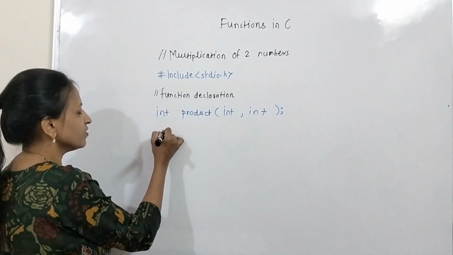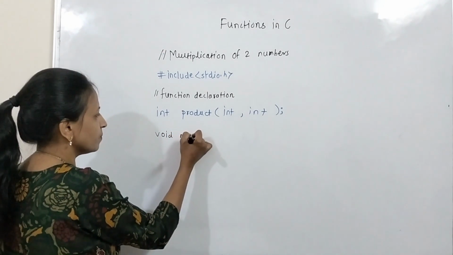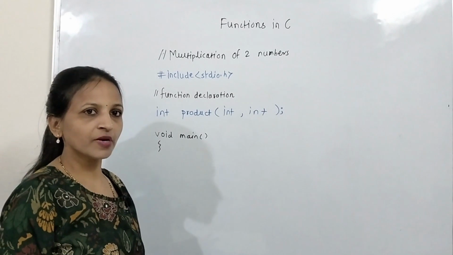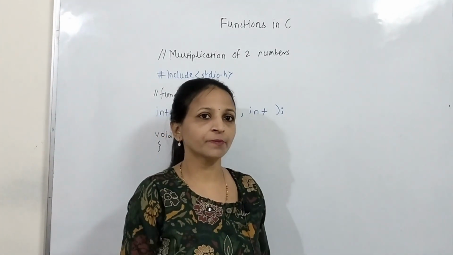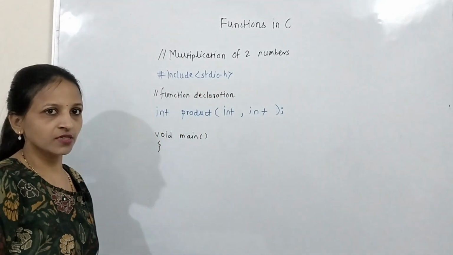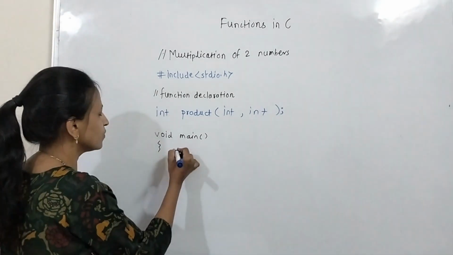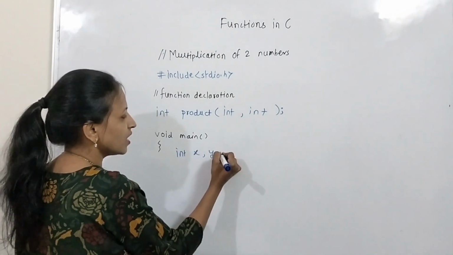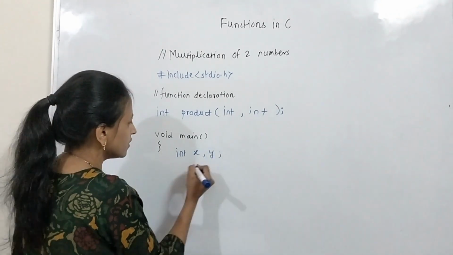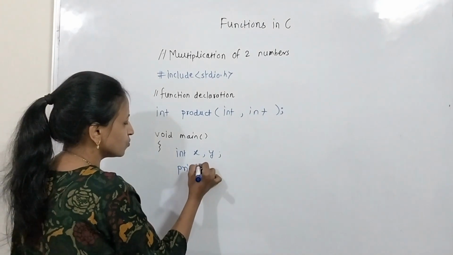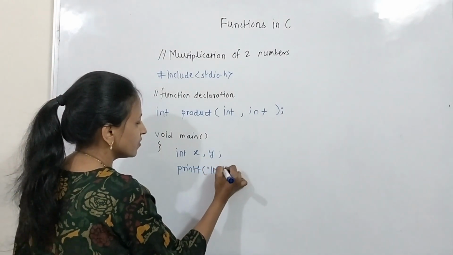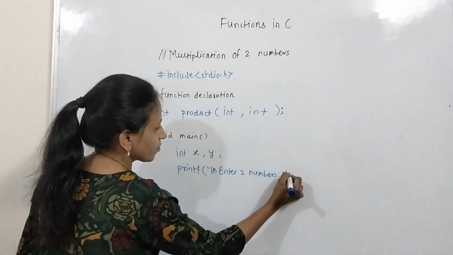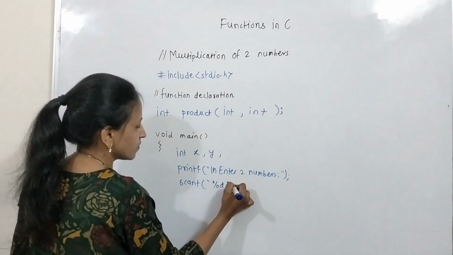Next is the main function, like void main. Suppose I want to multiply two numbers and accept those two numbers from the user. It is possible. Now how will I do that? Here we will declare variables x, y, and then we will accept those two numbers from the user, like printf enter two numbers, then scanf.